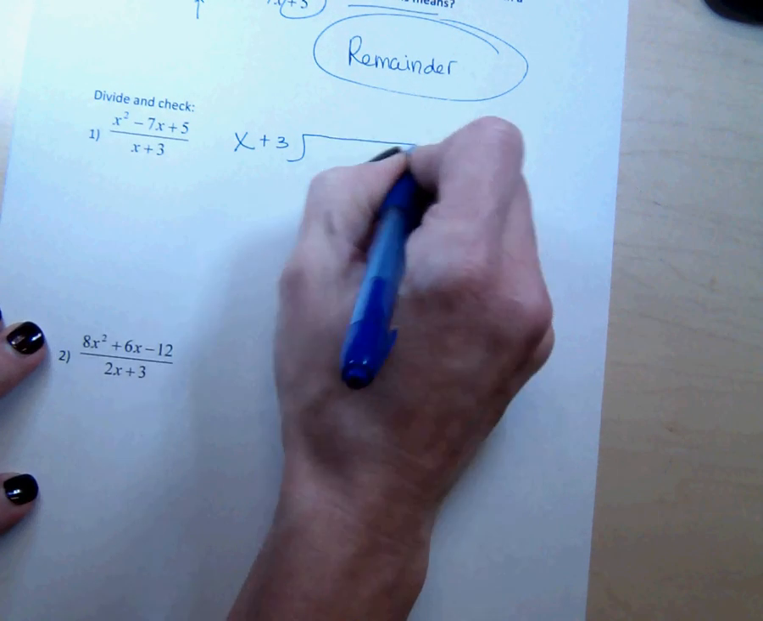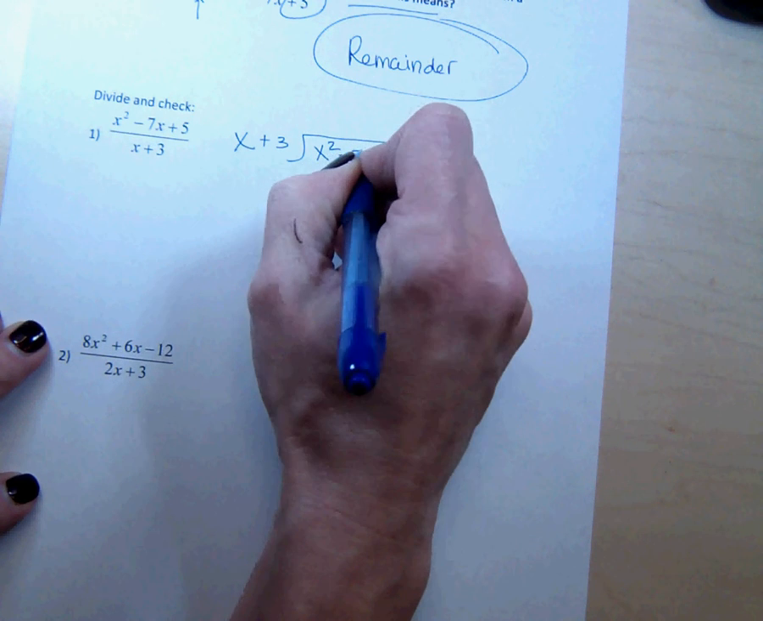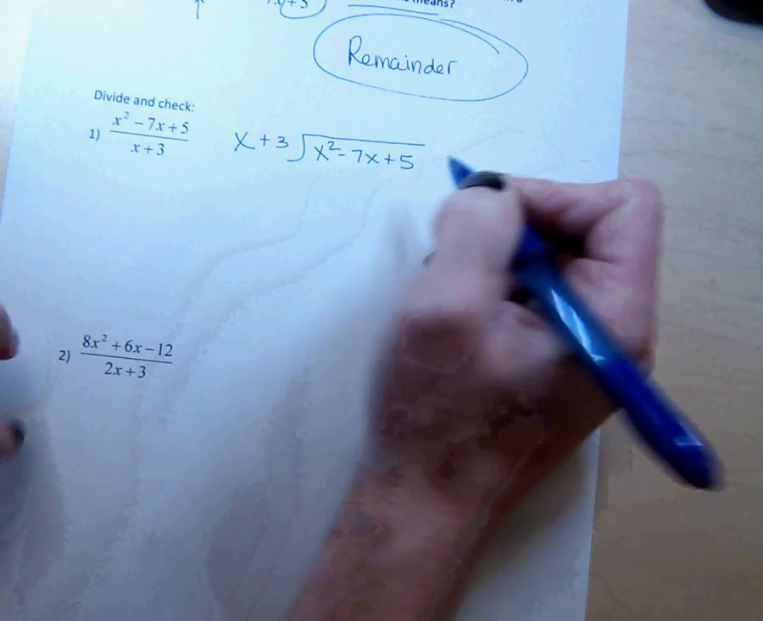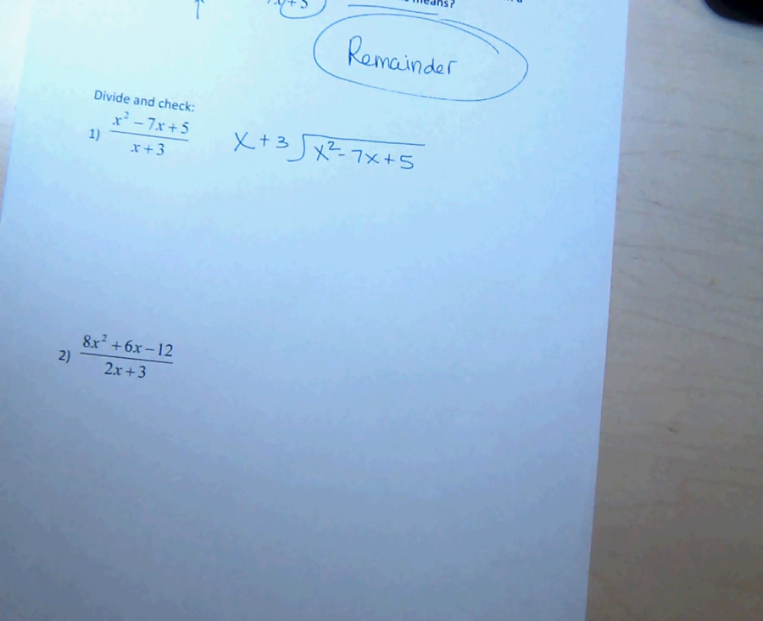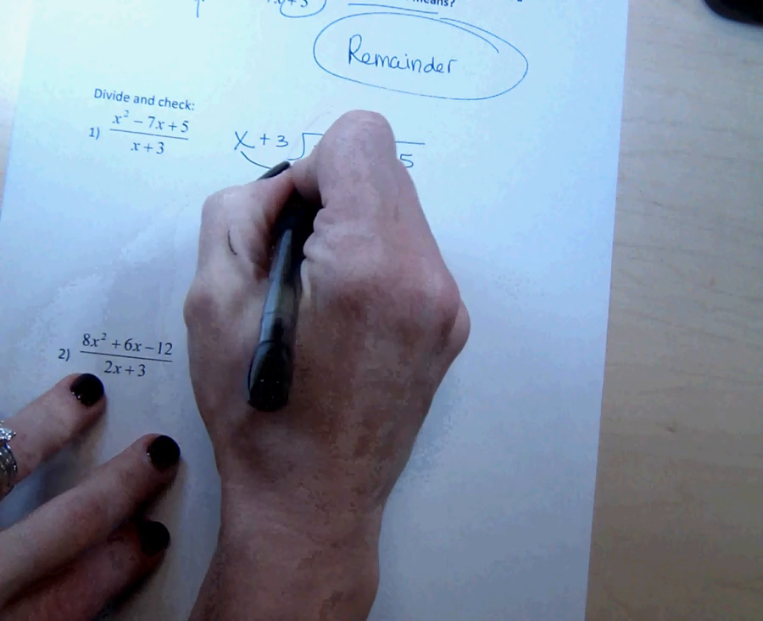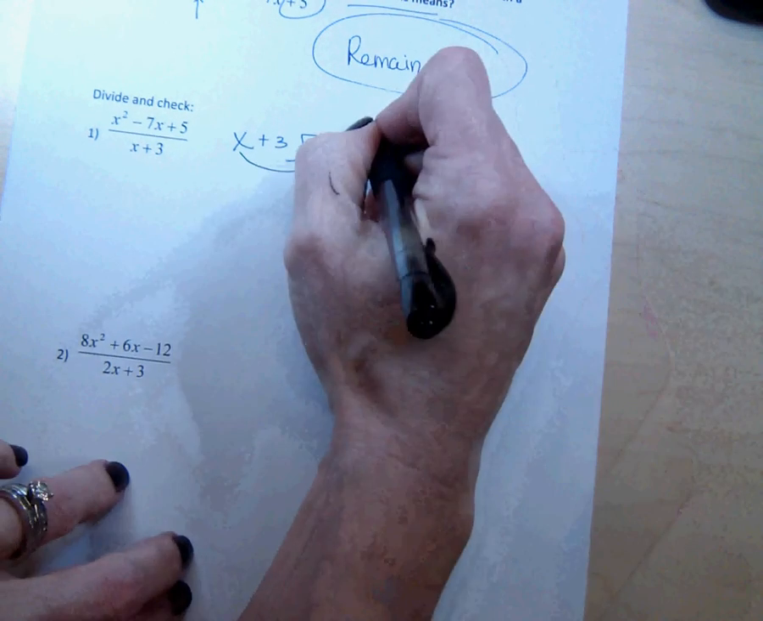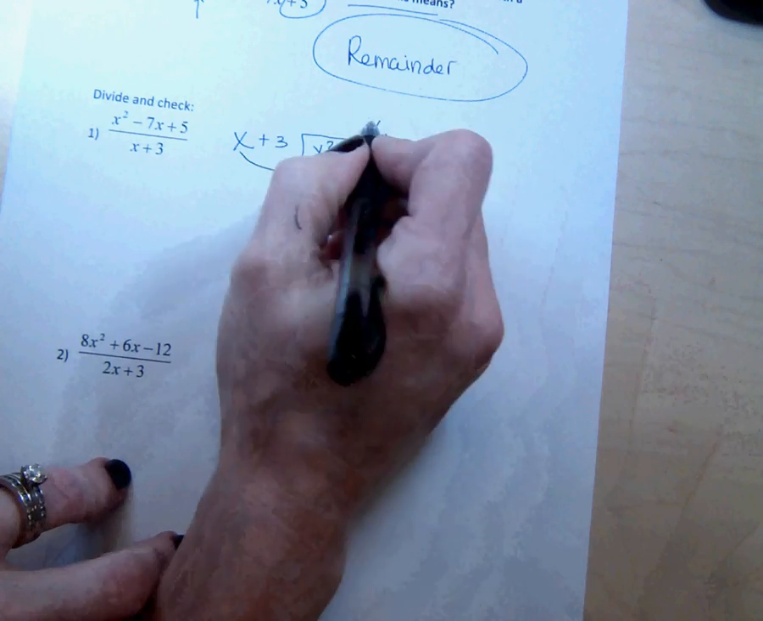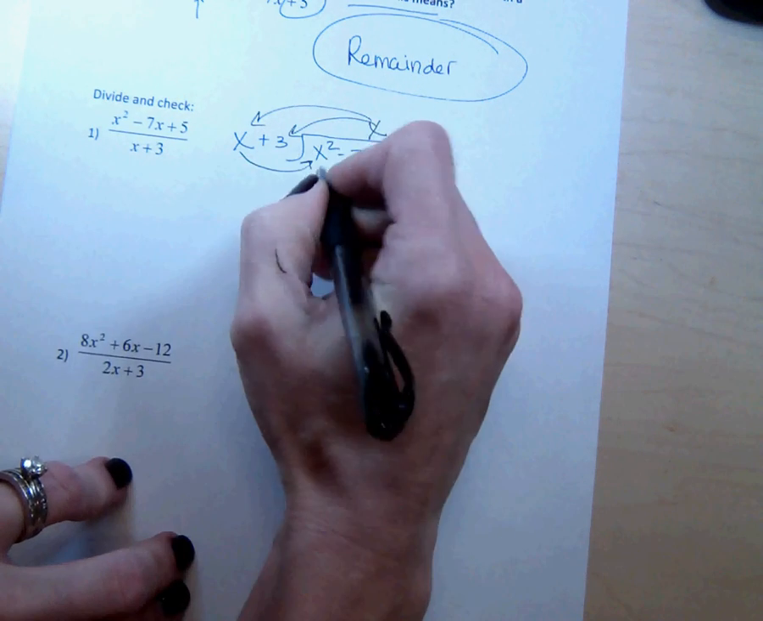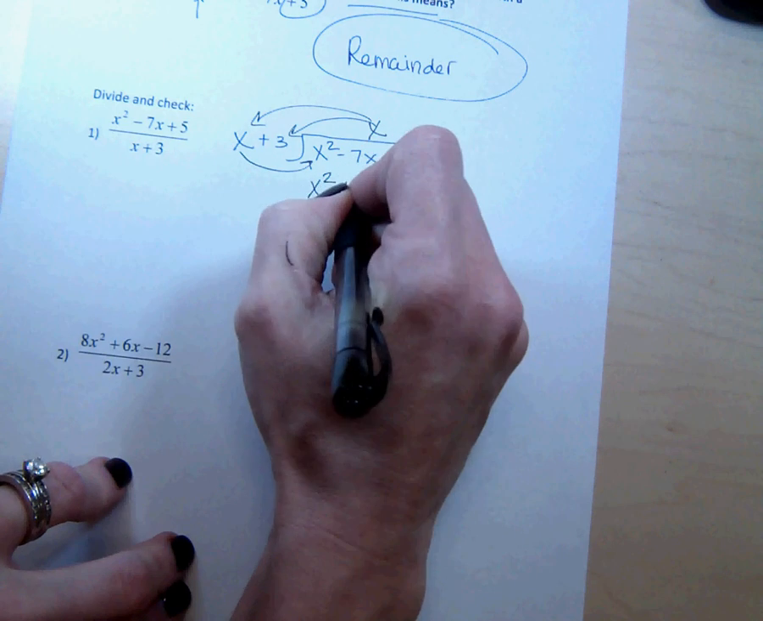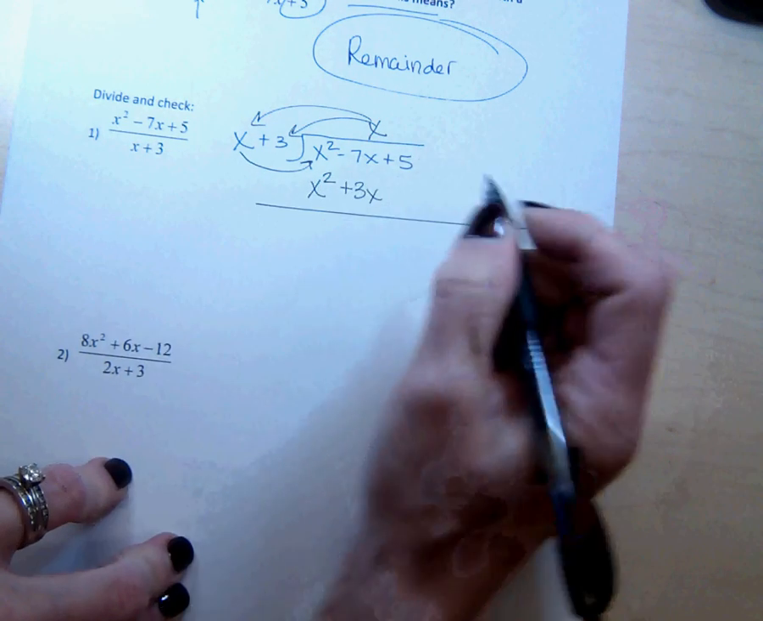So x plus 3 is my divisor, and my numerator is x squared minus 7x plus 5. So I'm going to see how many times x goes into x squared. It goes in x times. And then I come back and multiply. That's going to be x squared plus 3x.